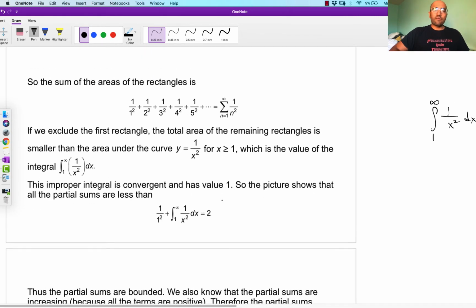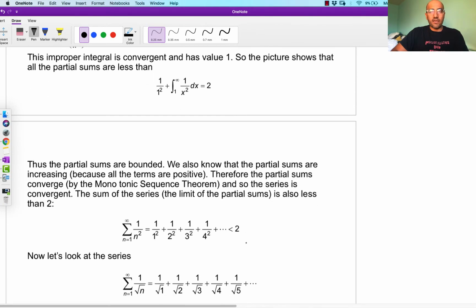Okay, so if we exclude the first rectangle, the total area of the remaining rectangles is smaller than the area under the curve y equals 1 over x squared for x greater than or equal to 1, which is the value of this integral, the integral from 1 to infinity of 1 over x squared dx. This improper integral is convergent and has a value of 1, so the picture shows that all of the partial sums are less than 2, right? Definitely less than 2. That gives us a cap, right? It gives us a maximum.